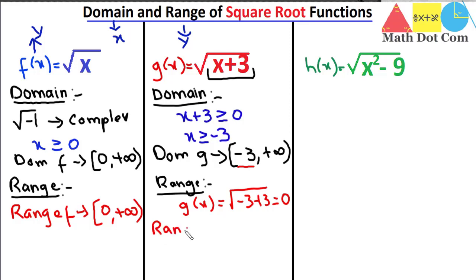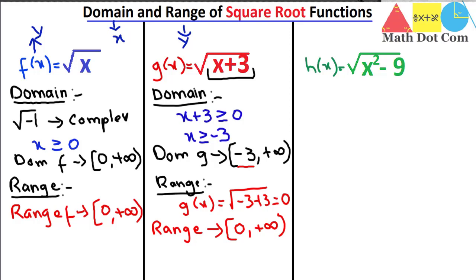So the minimum value of the range, or the output of the given function g, will be 0. The range will start from 0 with a square bracket, because it will include 0, till plus infinity, because if we put infinity in the given function, it will give you infinity. So I have to put the smallest and the largest value in the given function to get the range.